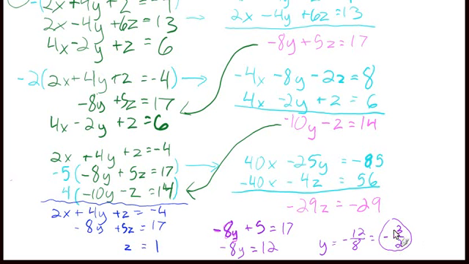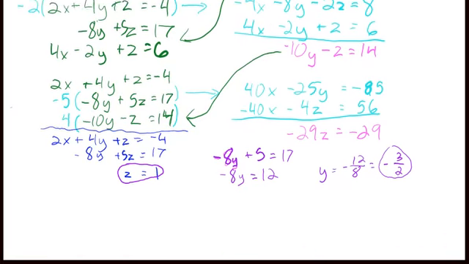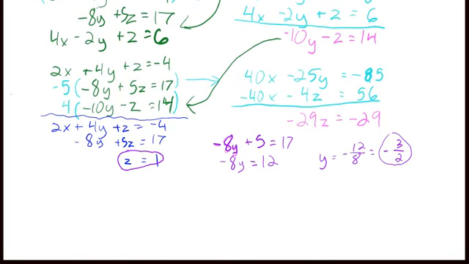So now we know that y is equal to negative 3 halves. Z is equal to 1. And now we just need to find x. And I don't like getting rid of that work up there, but we are running out of room. So let's take this, 2x plus 4 times, I'm putting this y and this z in this first equation, 4 times negative 3 halves. That's going to cancel out nicely. Plus 1 equals negative 4.